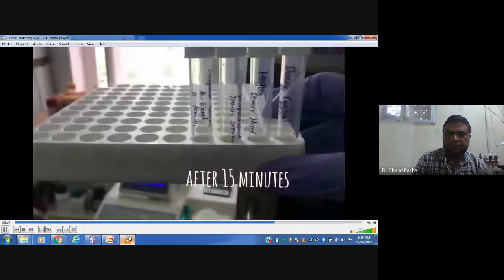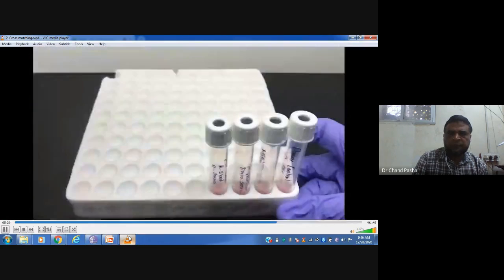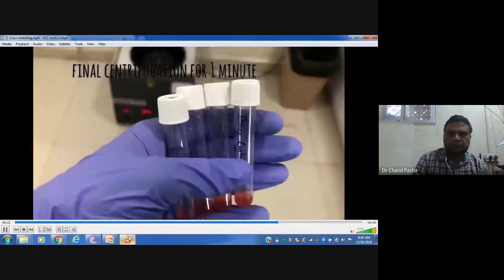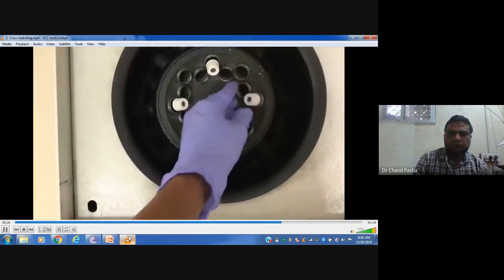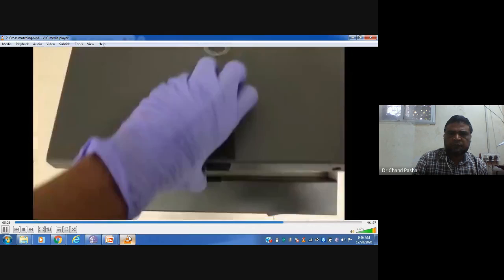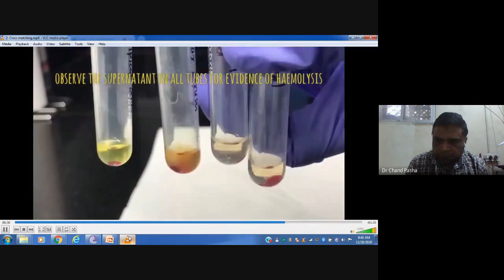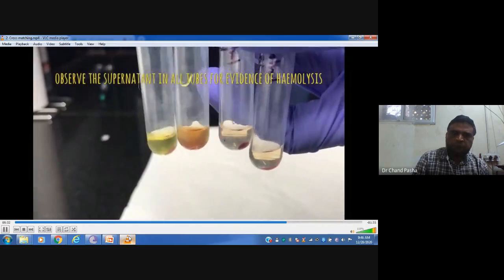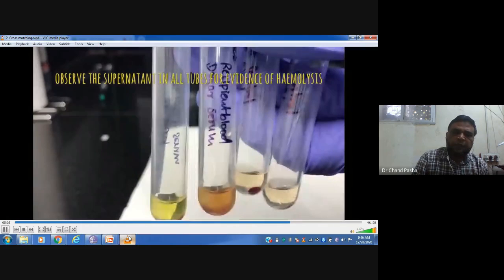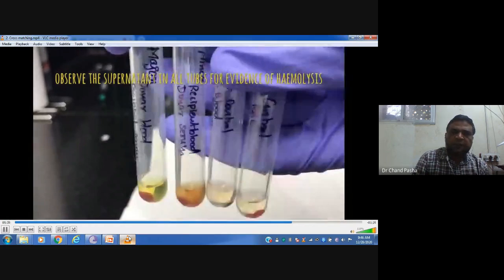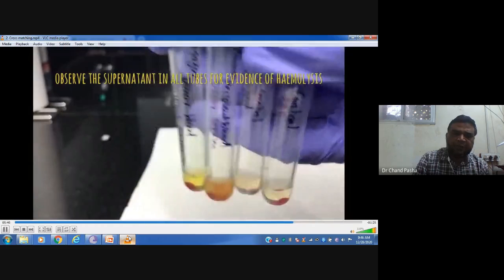Take out our samples and centrifuge for 1 minute. After centrifugation, examine the supernatant for hemolysis. If hemolysis has occurred, then the entire thing will turn red in color.